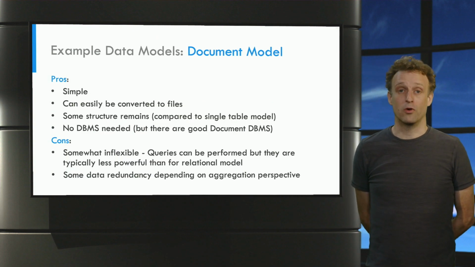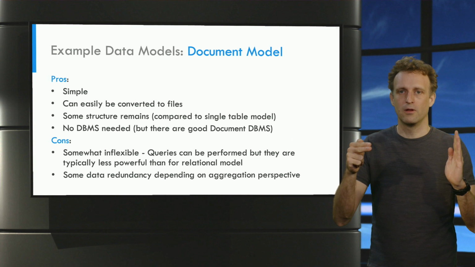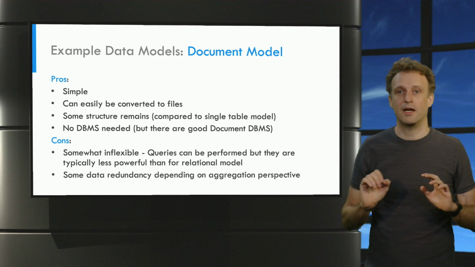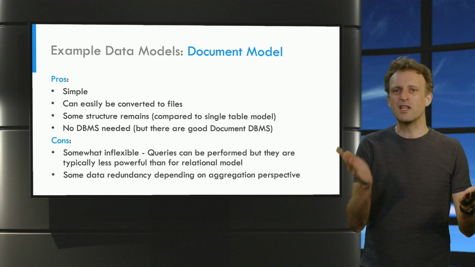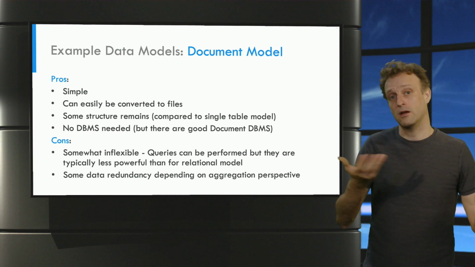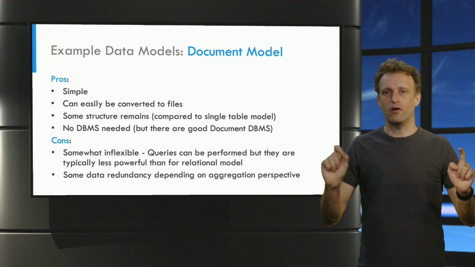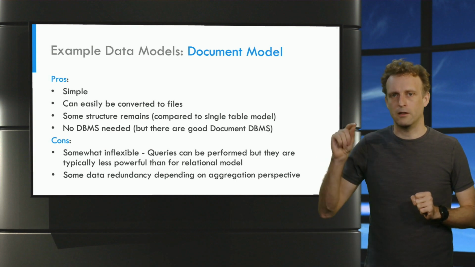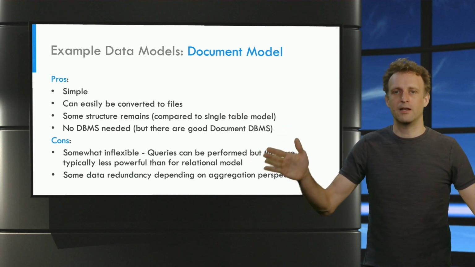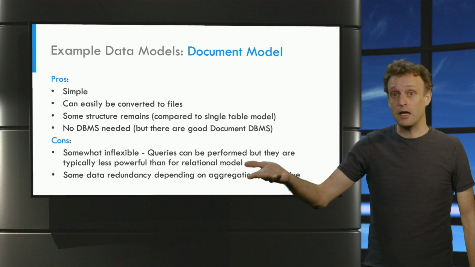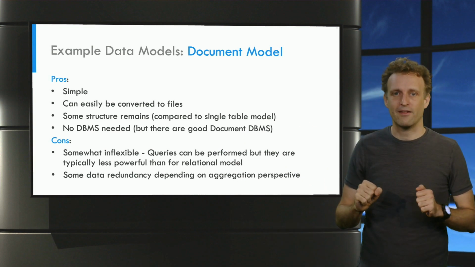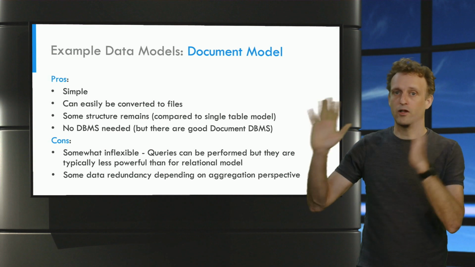To conclude the document model, this model is still somewhat simple. It can also easily be converted into files, and some of the conceptual structure luckily remains. Also, I don't need to have a database management system in order to store JSON or XML files. I can do that in the file system quite fine. However, there are actually good document database management systems which will allow you to store and query XML and JSON files much more efficiently, like for example MongoDB or CouchDB. If you really have a lot of document files and care about accessing them efficiently, definitely check one of these systems out.